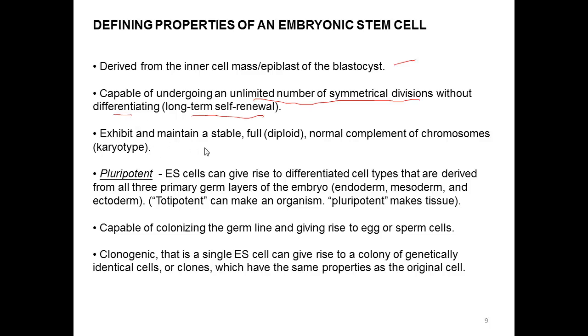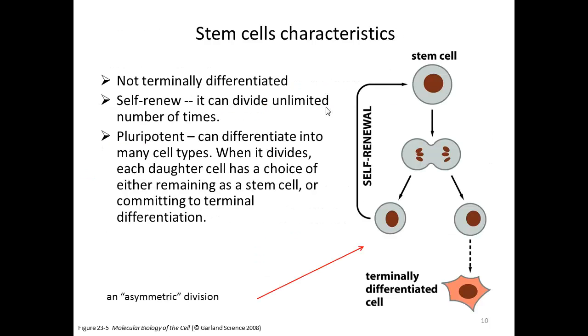They are, in a sense, immortal. They are characterized as having normal, stable, full diploid karyotypes. This is to contrast it with immortalized cancer cells, which have mutated atypical karyotypes. Their functional definition is that they're pluripotent. They can give rise to any of the cell types coming from the endoderm, mesoderm, or ectoderm. They're also capable of creating germ cells in a new generation, and they are clonally related, meaning that they have the same genomes.